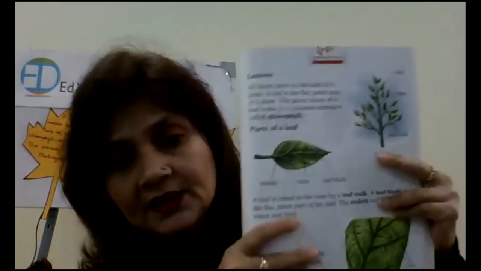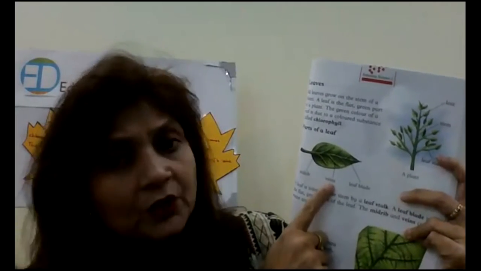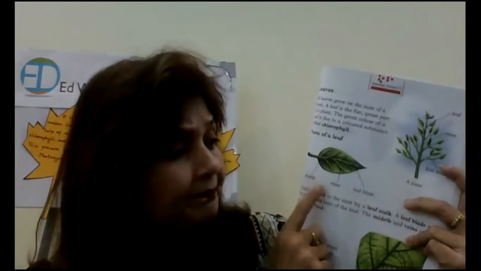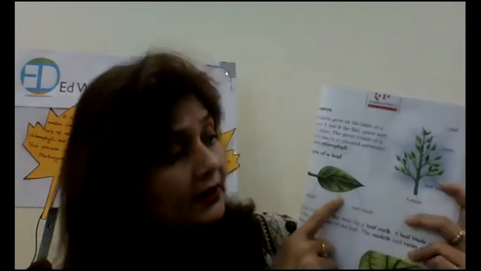They all have the same parts, right? Okay. So basically, how many parts are there in leaves, which we have already discussed before? Three main parts, and those main parts are here. You can see these are the three main parts of a leaf, that is midrib, veins, and leaf blade. Midrib, veins, leaf blade. These are the three main parts of a leaf, right?